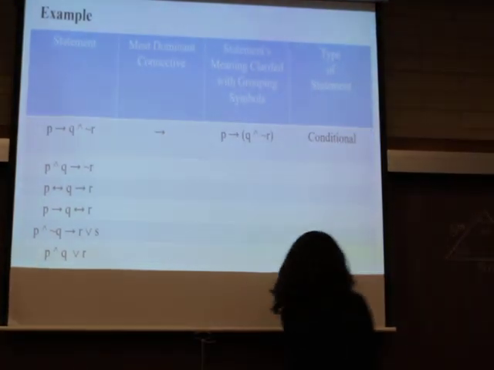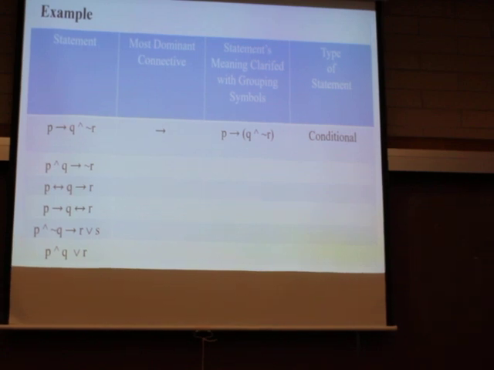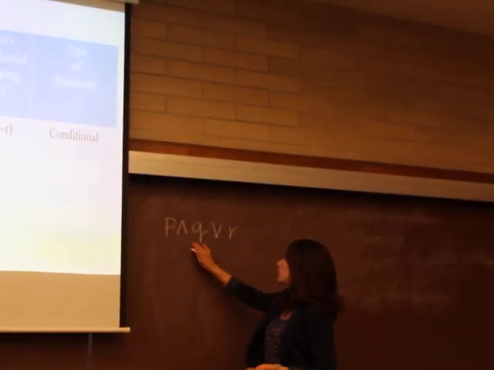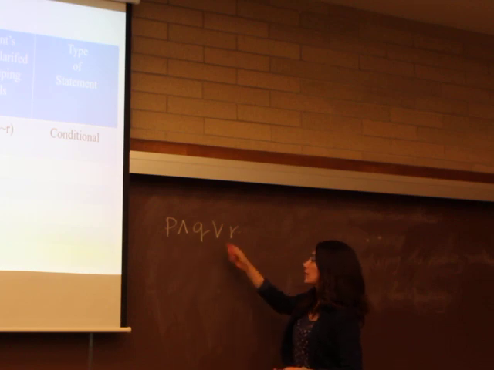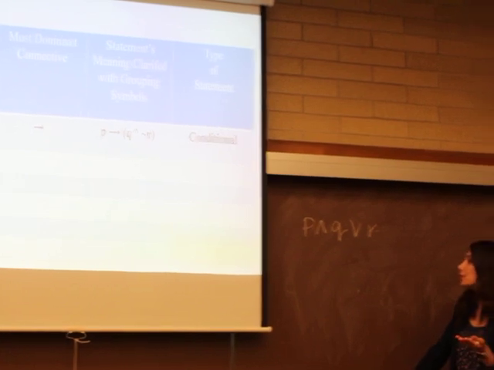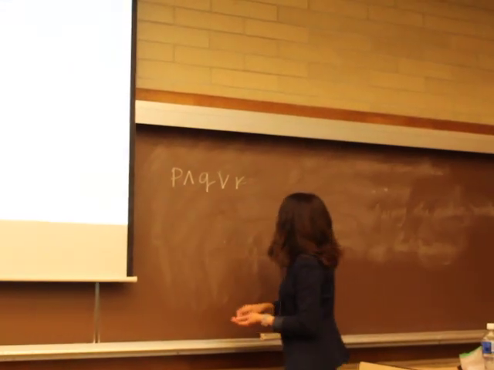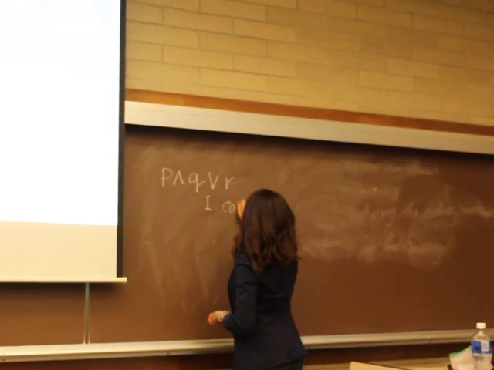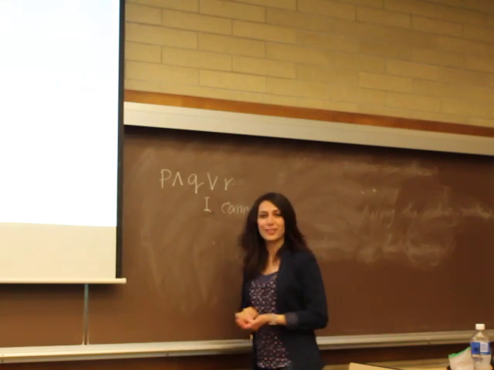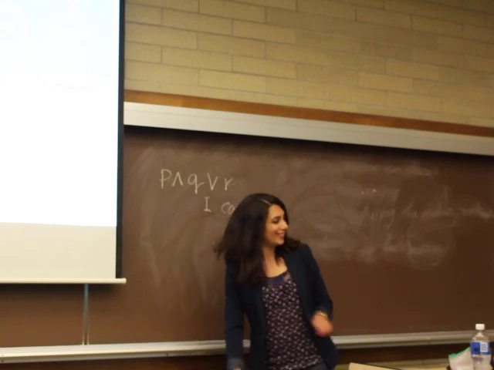Look at the last one. I have P and Q or R. I have three statements, P, Q, R, and I have to connect them with and, then or. Which one is the most dominant? Well, they have the same level of dominance. Can I decide which ones are grouped? No, I can't. So that's why parentheses and commas are very important.